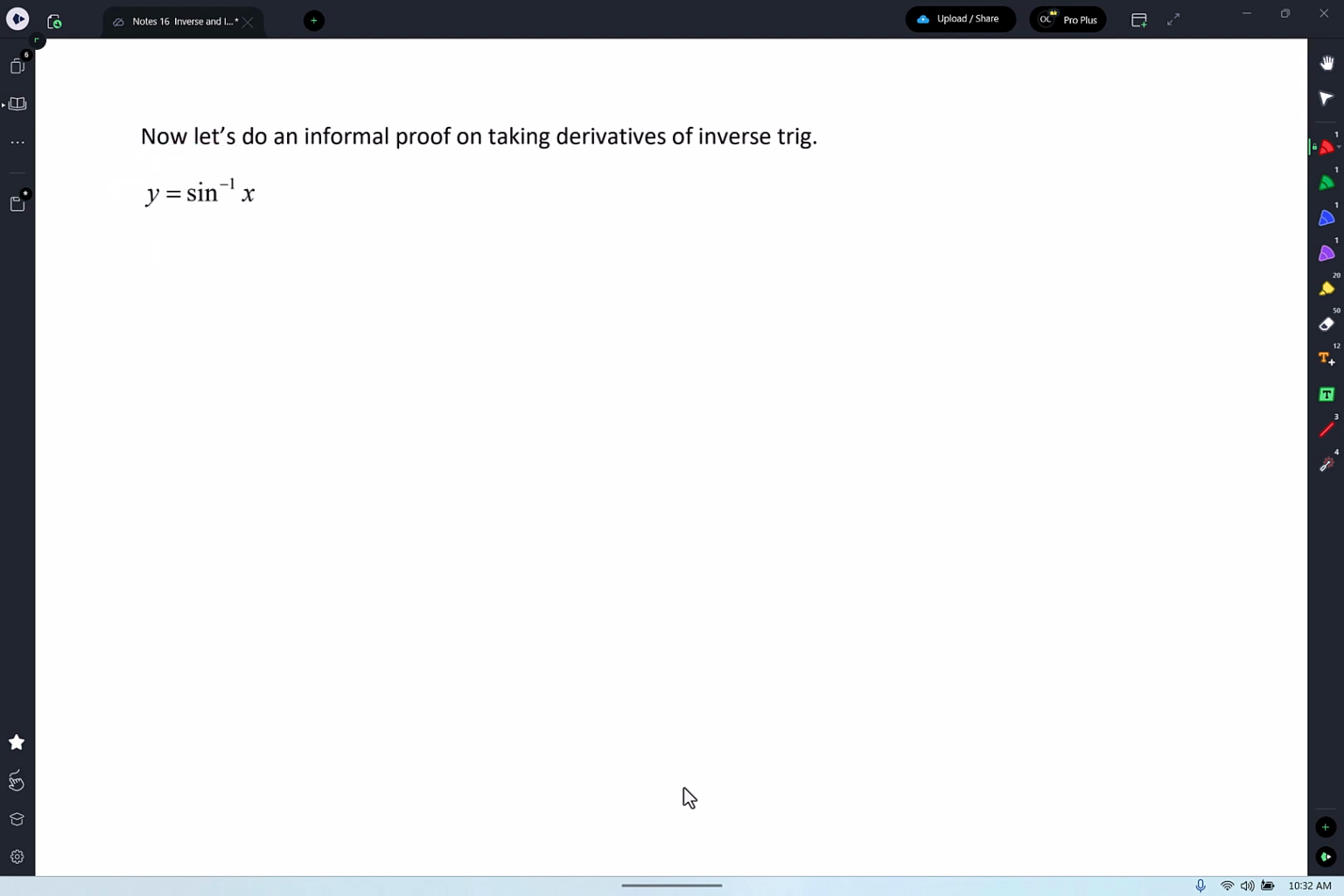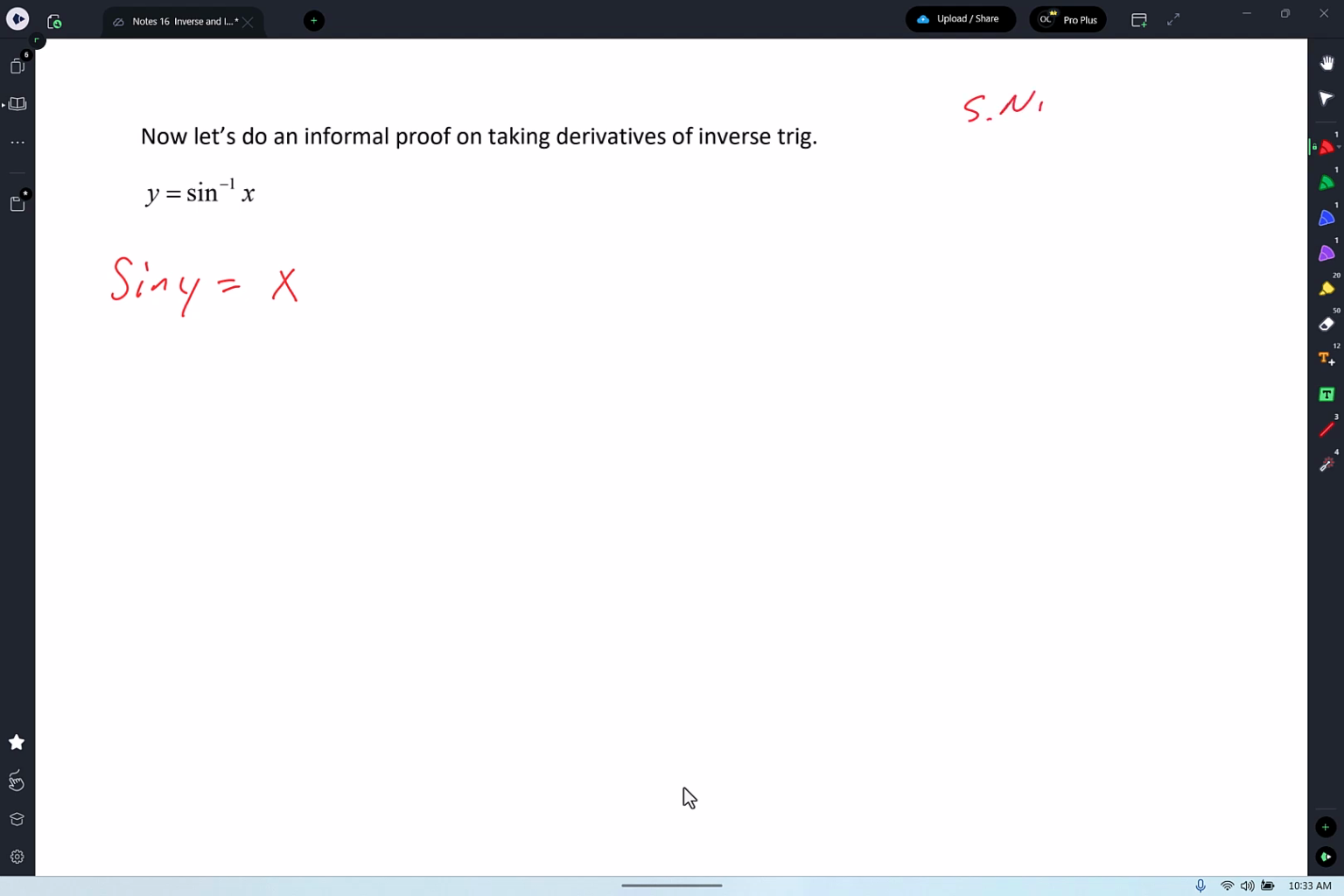Remember, guys, I don't know how to take this derivative. But what derivative do we know? So let's rewrite this. I want to get x by itself. Right now it says y equals arc sine of x. How do I get x by itself? By doing sine. Sine y will give you x, because they're inverses of each other, right? Inverse sine and sine.